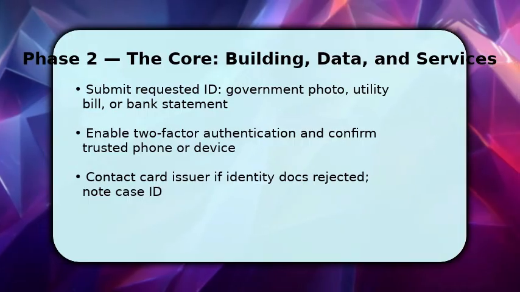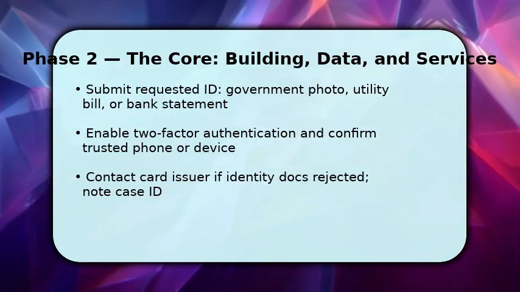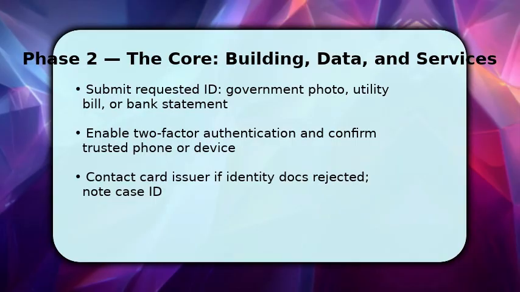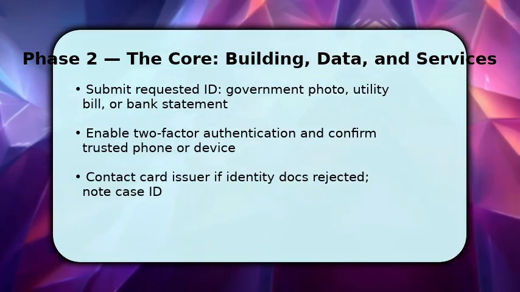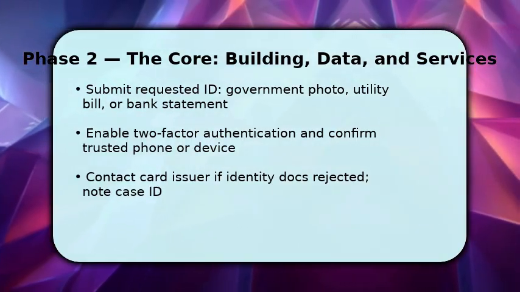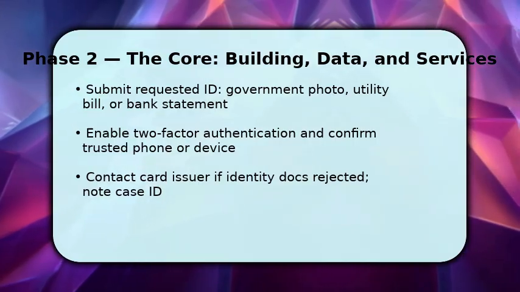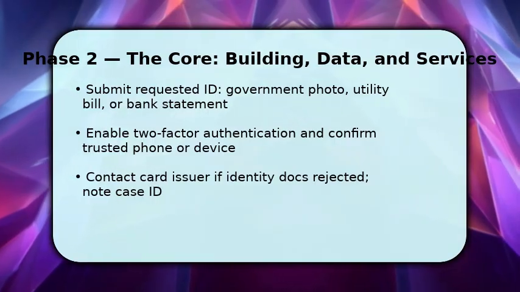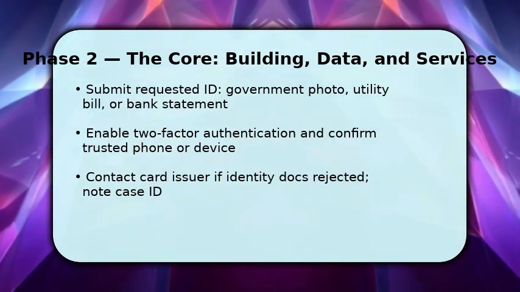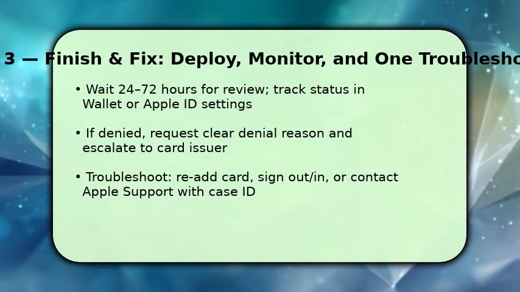Blurry images get rejected. Make sure two-factor authentication is enabled and that a trusted phone number or device is up to date. This speeds verification. If documents fail, contact the card issuer directly, get a case ID, and then re-upload corrected files. This avoids repeating delays. To finish, wait the standard 24 to 72 hours for review.